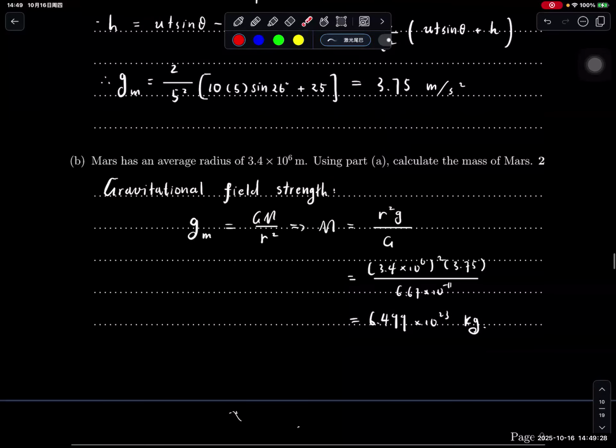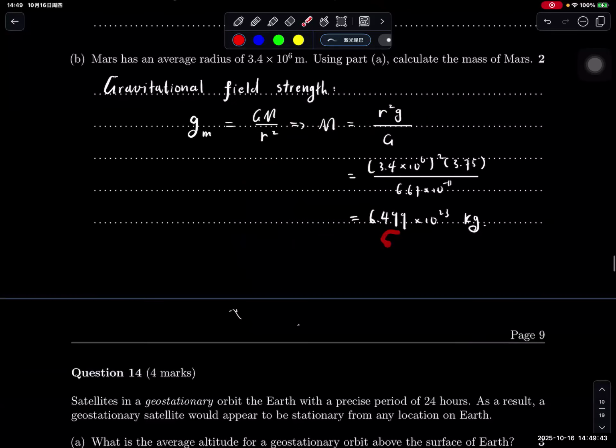Question B, Mars has an average radius of this much. Using part A, calculate the mass of Mars. So we know the surface gravity is this much, and the surface gravity can be calculated using Newton's law. I rearrange for the mass to get the answer. So the mass is this much. It's pretty heavy.